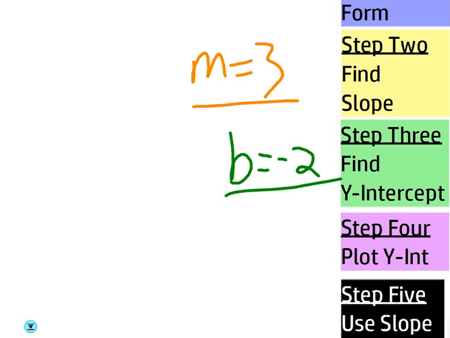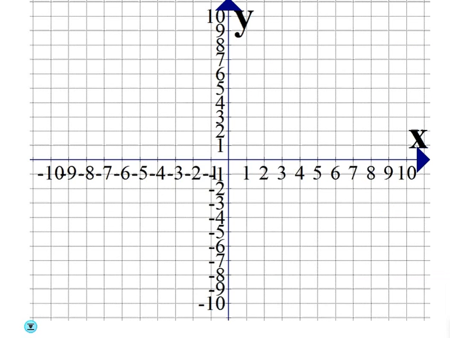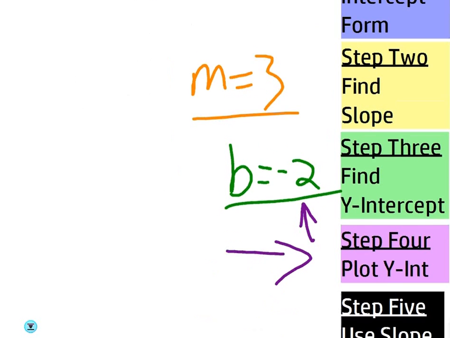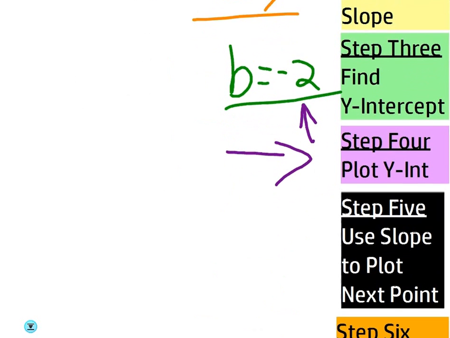So going back to what you said, what does this -2 mean in terms of the graph? Like, how do I know how to plot that? Here's the graph. Where do you put the -2 at? At the -2 where? Right. Here's the y-axis, right? So at -2, we're going to put a point because that's where it crosses the y-axis. So find slope, find y-intercept. Now plot the y-intercept.